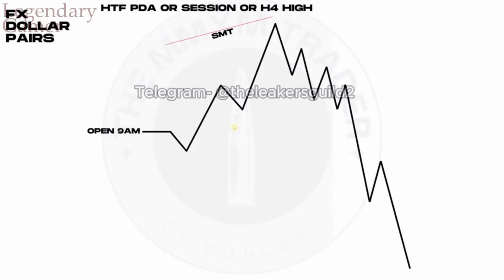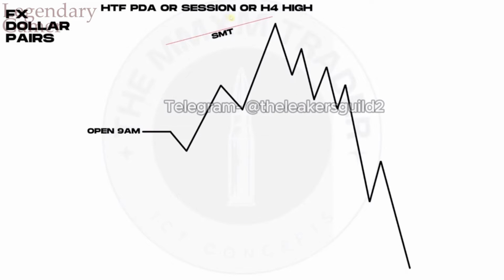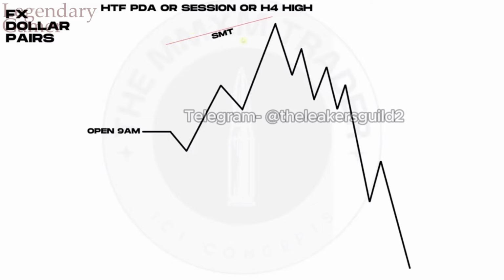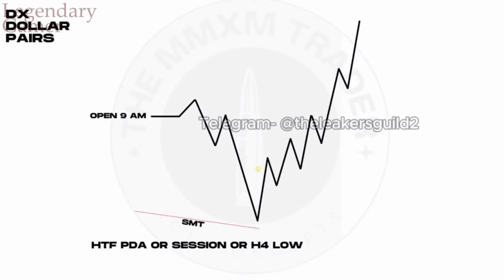And for a bearish scenario, we've got a 9 a.m. candle, right? This is the New York session 4-hour candle. We want to see it trade up higher into either a higher time frame PDRA or a previous session high, which could be the London session, or a 4-hour candle high, and then SMT again formed on those highs, and then price should distribute down lower. And over here we've got a 9 a.m. candle, right? That New York session 4-hour candle.